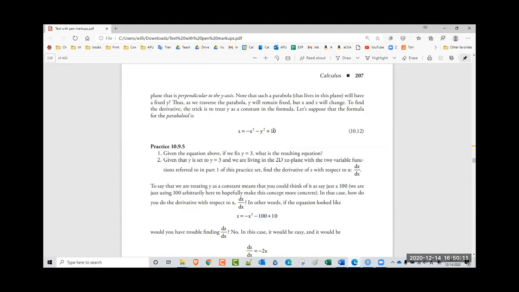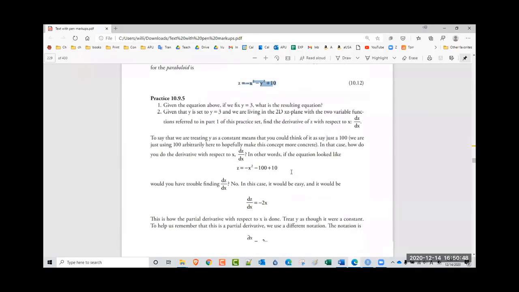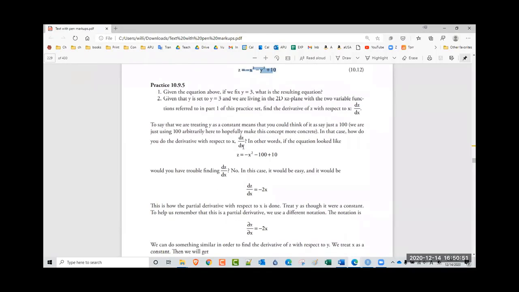If y is 10, then we get this equation, right? So here I said, suppose y is equal to 100. I didn't mean that. I meant y is equal to 10. So I get this. Once I set y equal to 10 and I get this, now I can do the derivative. And then I could do the other thing, which is instead of setting y equal to 10, I could set x equal to something. And so I get dz dx and dz dy.